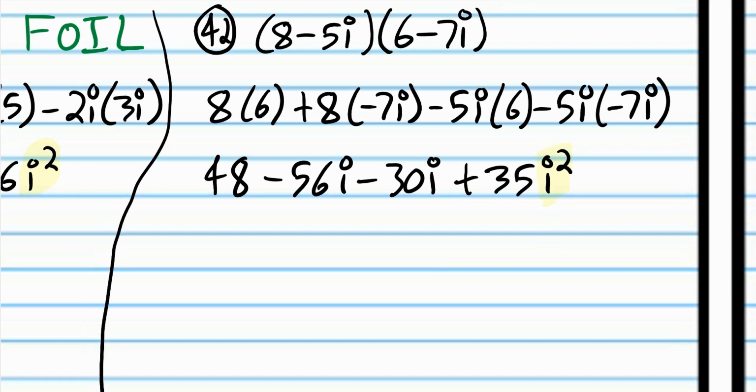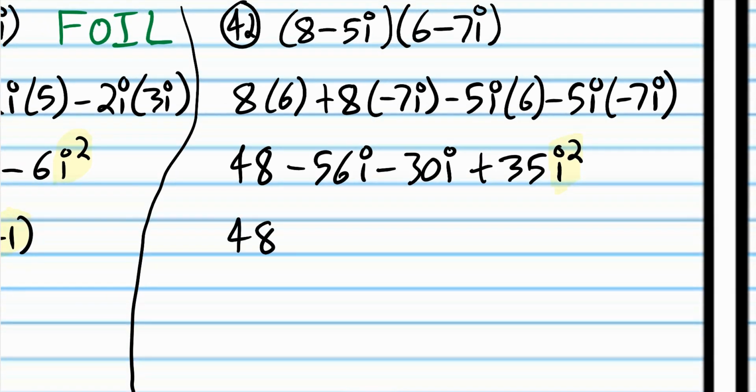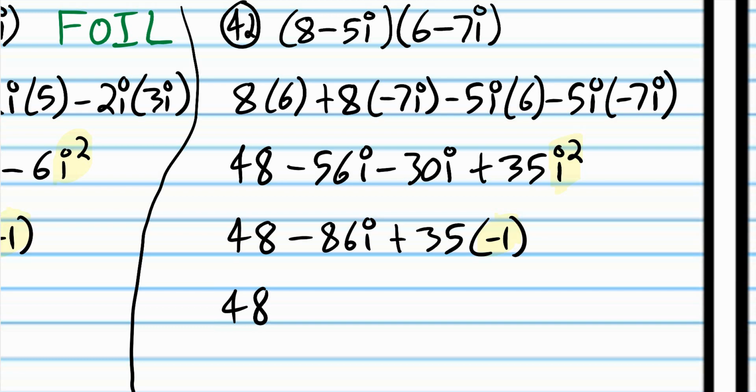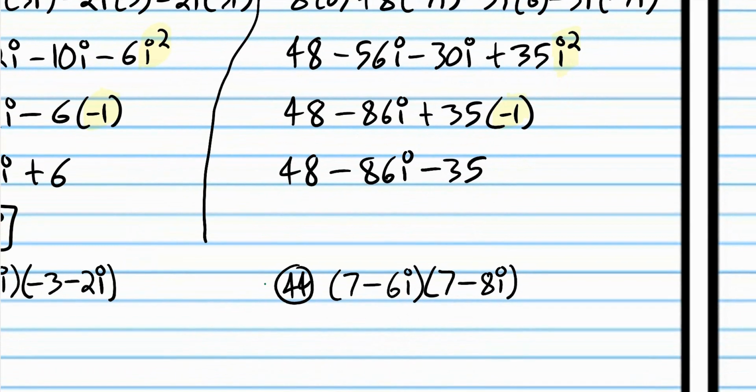Okay, so we've got that i squared there. We can combine the like terms. That gives us negative 86i. And we have 35 times negative 1. The i squared becomes negative 1 as usual. And so we have 48 minus 86i minus 35. And the last step is to combine those real numbers. So 48 minus 35 is 13.